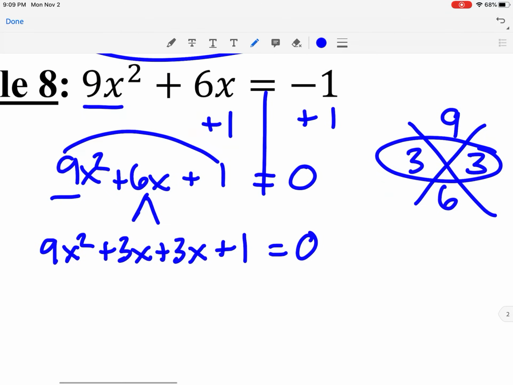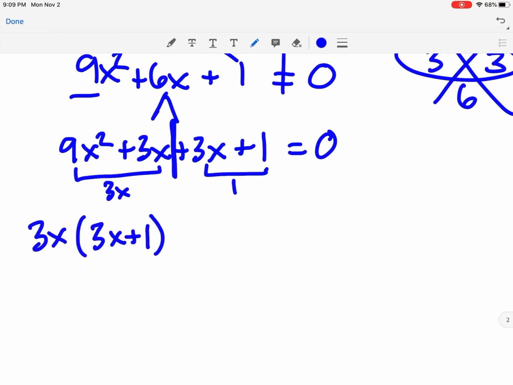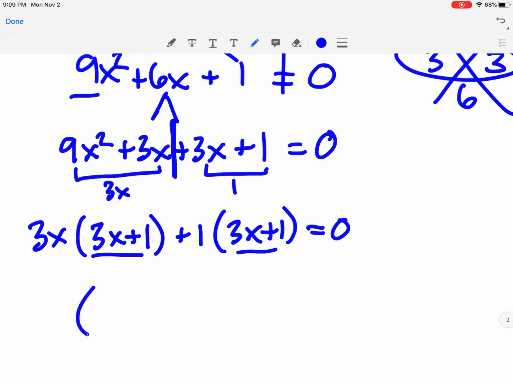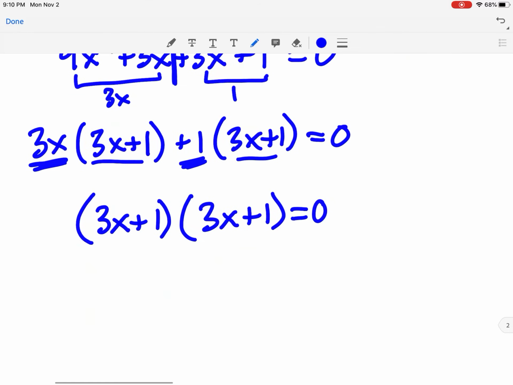And then we factor by grouping. So we split this in half. Now that I have 4 terms, the GCF over here is 3x. The GCF over here is just 1. So I factor out a 3x and I get 3x plus 1. Factor out a 1 and I get 3x plus 1, which is great because I want the same things inside there. So there's the common factor. And then I take these 2 GCFs that I pulled out and they get their own set, their own factor.